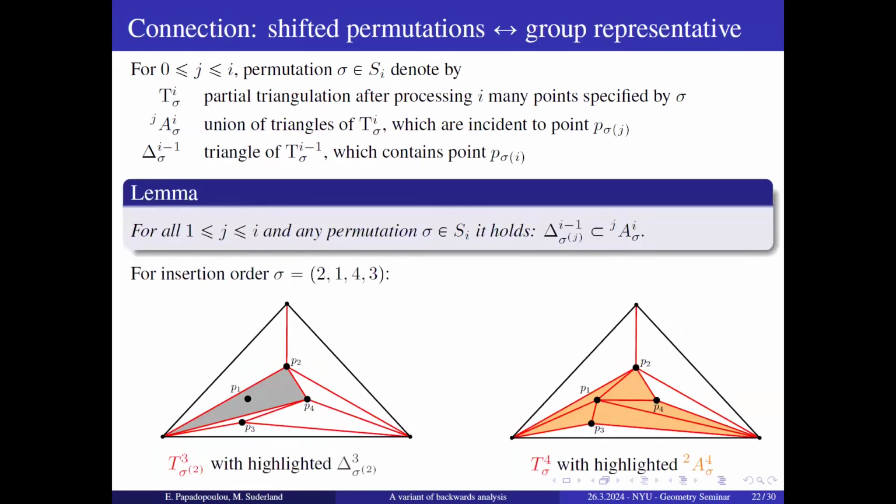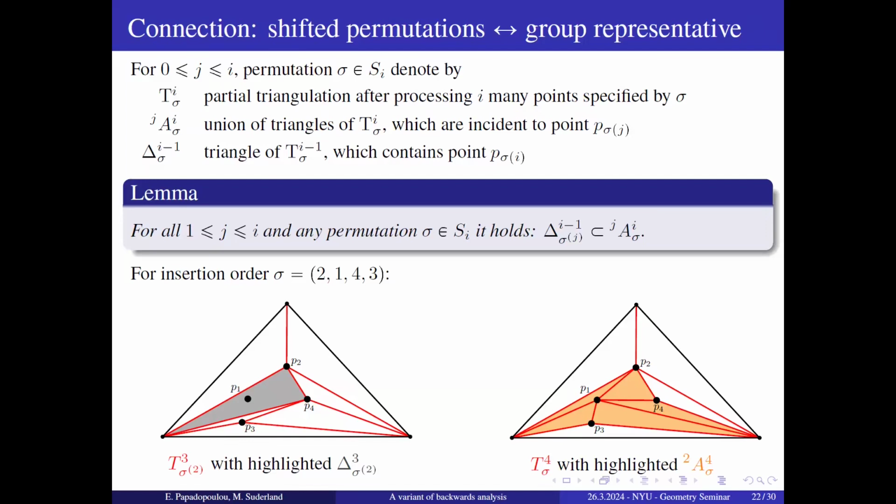And one key observation that we have is this one here. Let me break this down a little bit for you. So on the right-hand side, we have this term that I defined before, so this A_j^i(σ). It's this union of triangles that we get after inserting i many points to the triangulation, which is incident to this point P_σ(j). And on the left-hand side, we are looking at the triangle that, if we were inserting this point P_σ(j) last, this triangle which would contain this point.